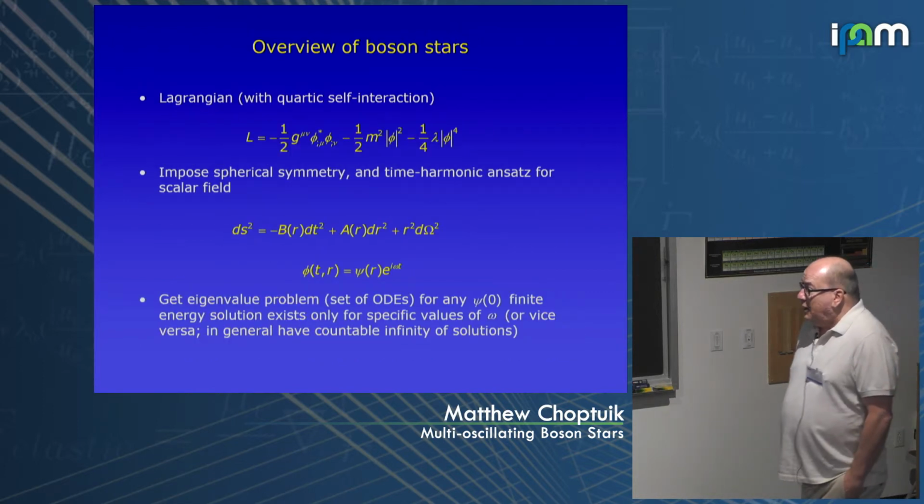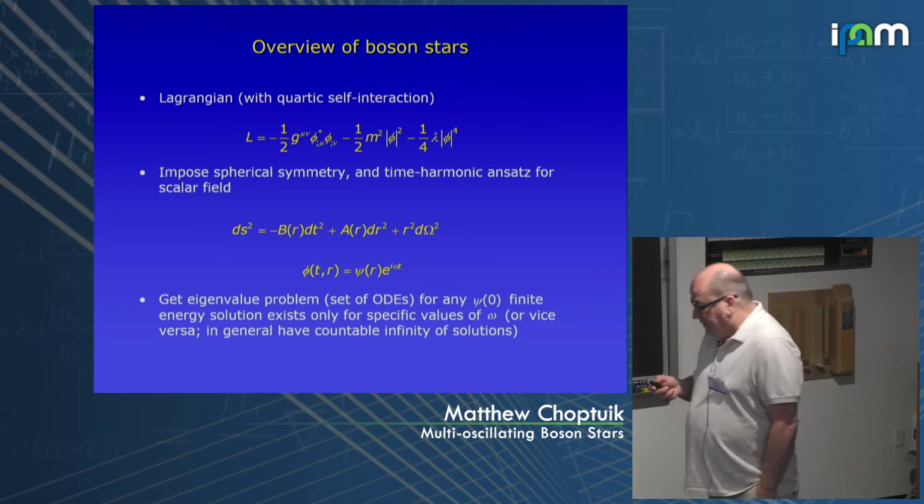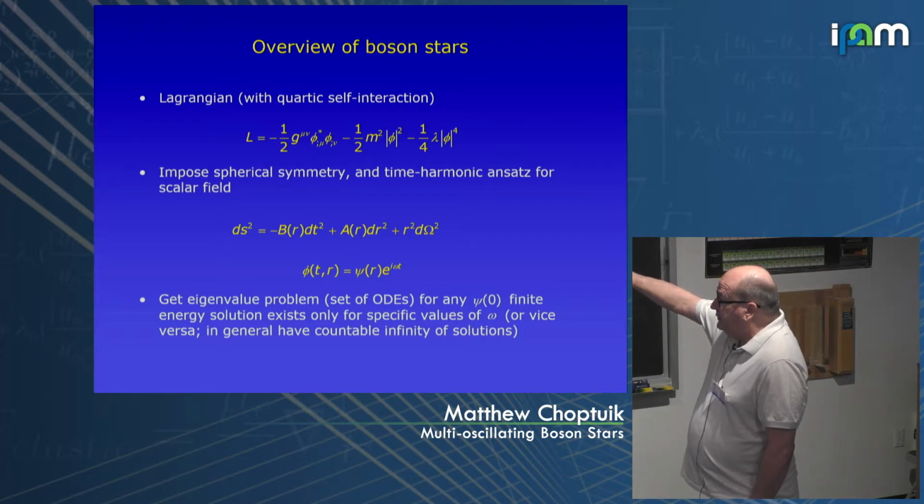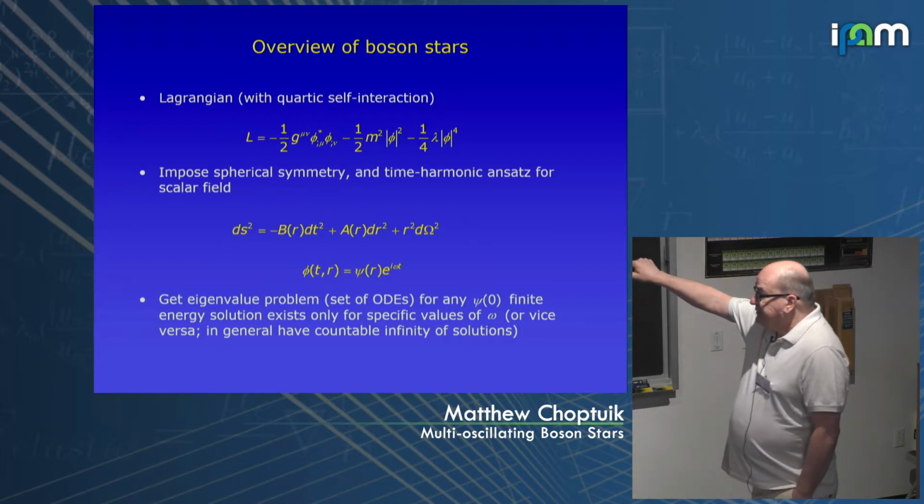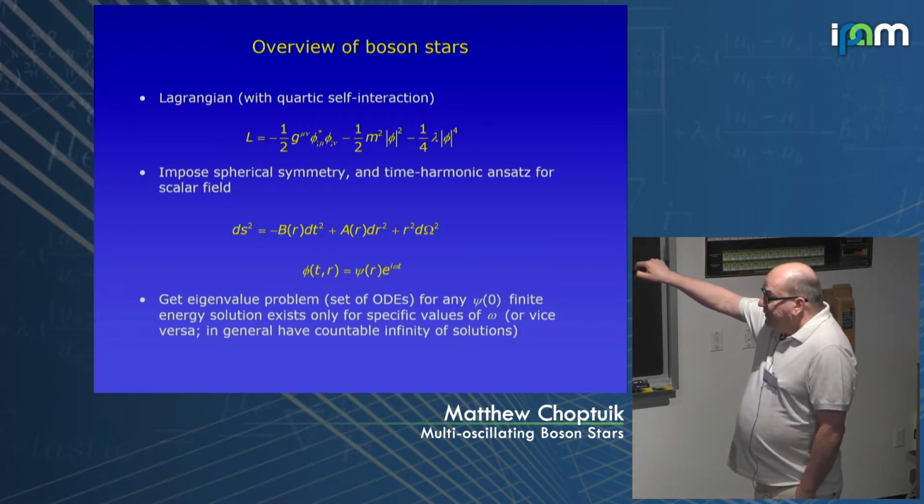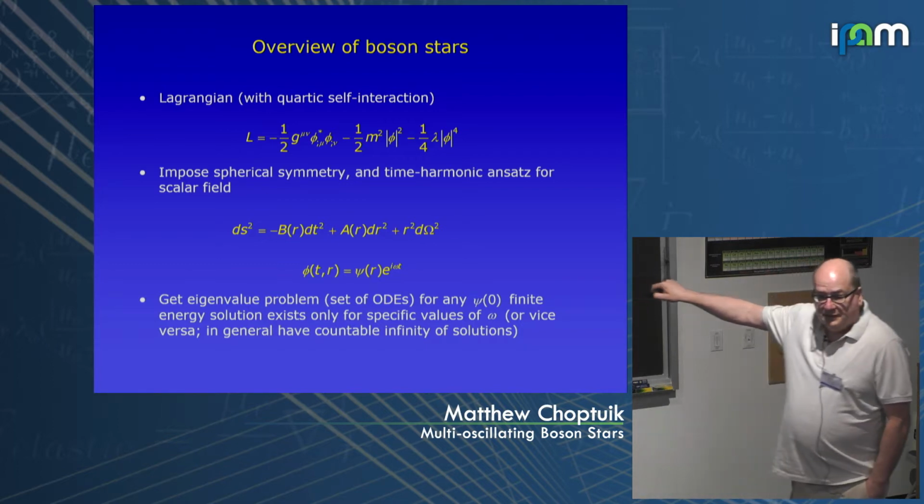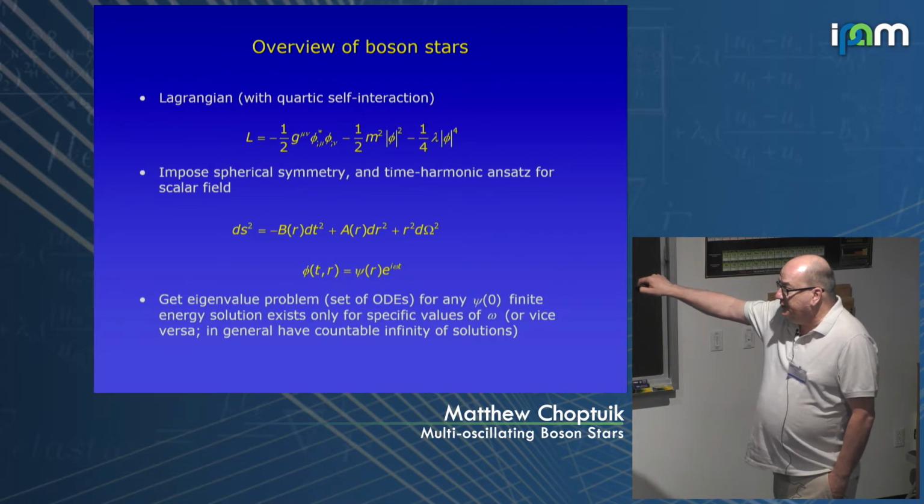So a typical Lagrangian for boson stars is shown here. We've got the usual kinetic piece, a mass term, and in this case, I've thrown in a quartic nonlinear self-interaction term. Then you impose spherical symmetry, and importantly, a time harmonic ansatz for the scalar field. So phi, as a function of t and r, goes like some function of r, psi of r, times e to the i omega t, and that omega is really crucial here in this talk. Everything has to do with that frequency omega.